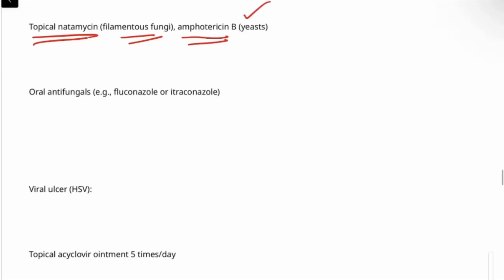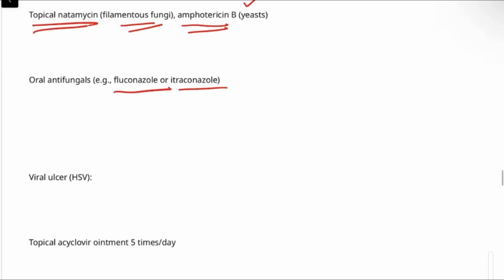Okay, oral antifungals like fluconazole and itraconazole can also be given, because if a fungal infection is happening, there is an improper immune system. So for that reason there are chances of fungal infection elsewhere in the body. So we will treat systemically also.